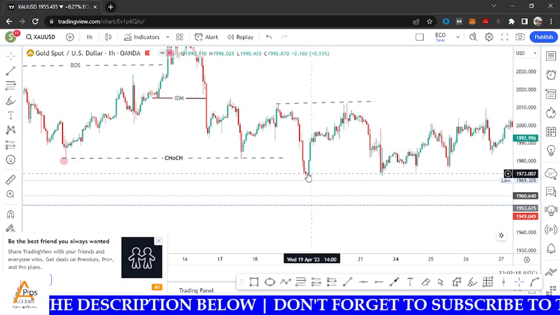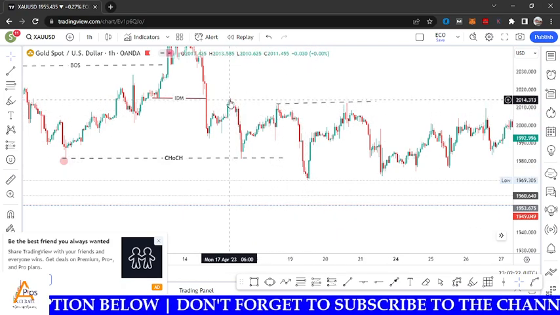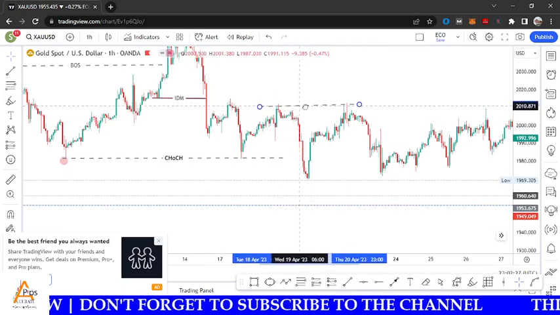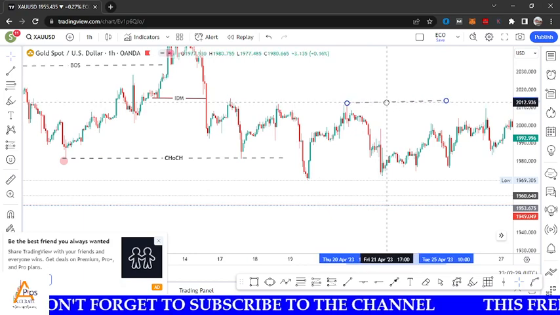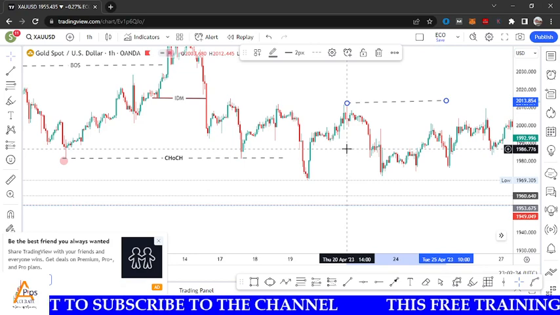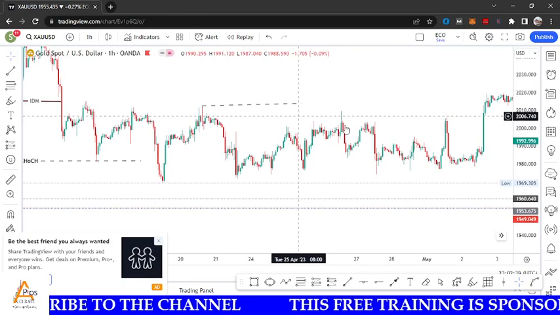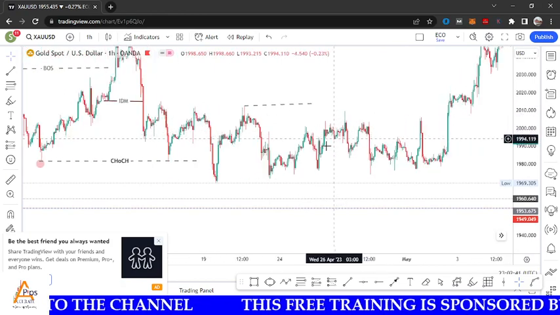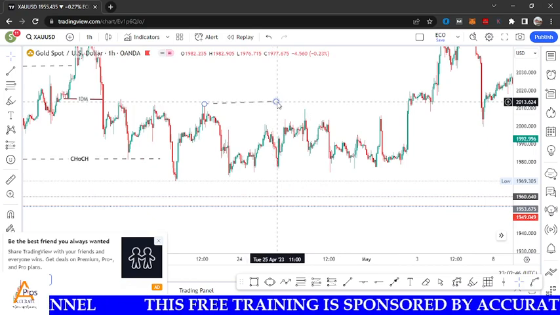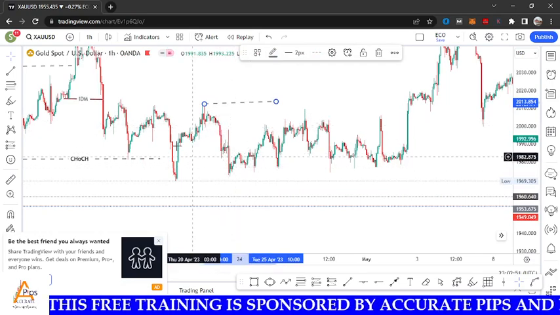But it is not a break of structure because we couldn't take out this inducement. Now this inducement was also not taken out. So this is our new inducement because this thing is a valid pullback. So now let's see if price was able to take our IDM to confirm a new low over here. No, price didn't do it.